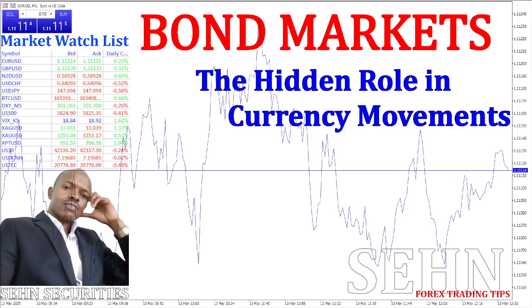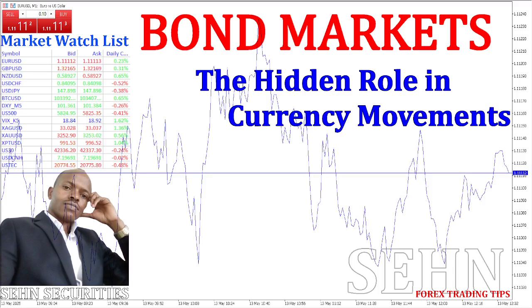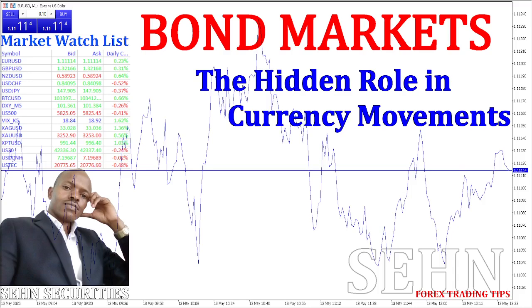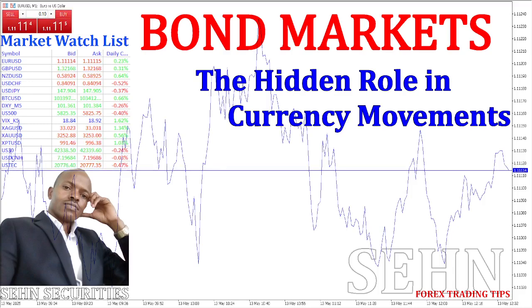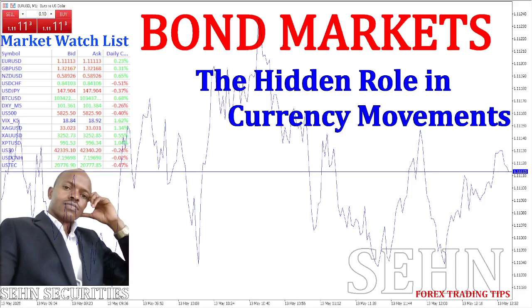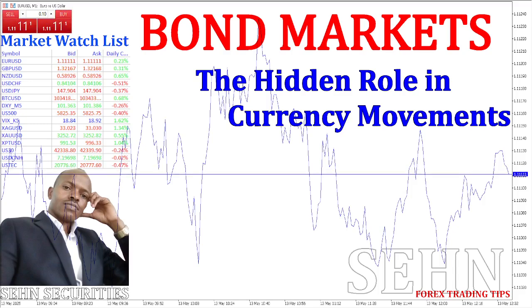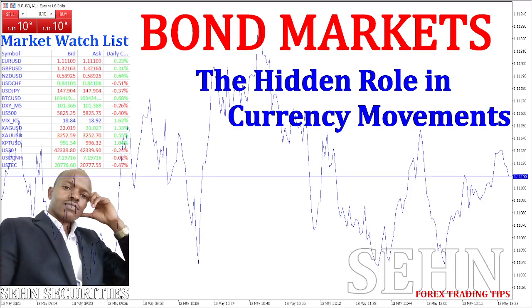So how should traders use bond data in real time? First, by regularly tracking government bond yields on platforms like TradingView, Bloomberg, or financial news outlets. Second, by watching how those yields respond to key economic data releases. Third, by monitoring central bank commentary and rate projections.